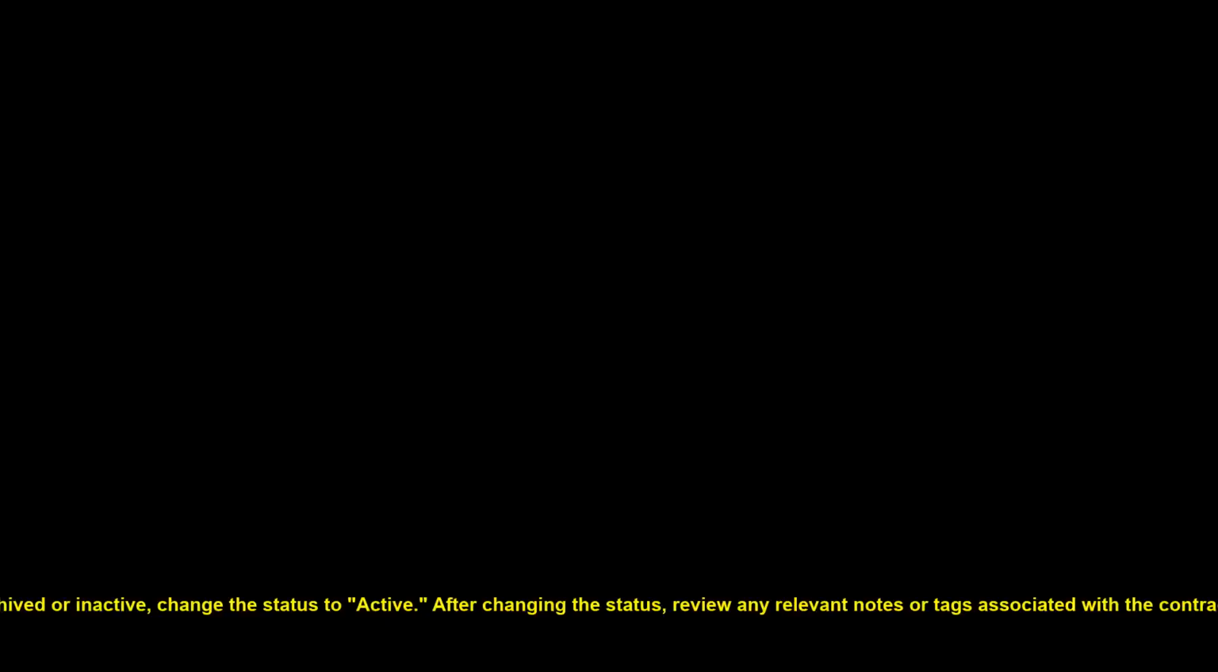In the Contract Details view, look for the Status drop-down menu. If the contract is archived or inactive, change the status to active. After changing the status, review any relevant notes, then click on the Save button to confirm the status change.